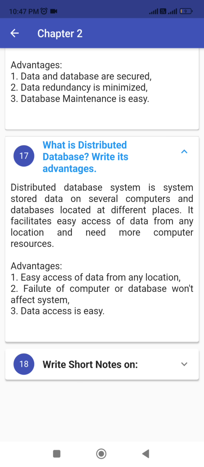Question 17: What is a distributed database? Write its advantages. A distributed database system stores data on several computers and databases located at different places. It facilitates easy access of data from any location and needs more computer resources. Advantages: number 1, easy access of data from any location. Number 2, failure of a computer or database won't affect the system. Number 3, data access is easy.